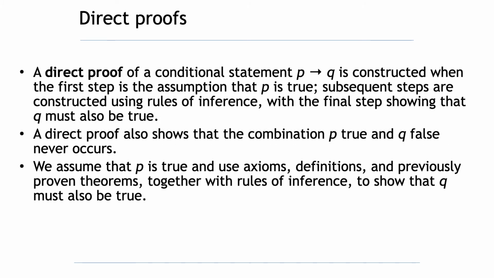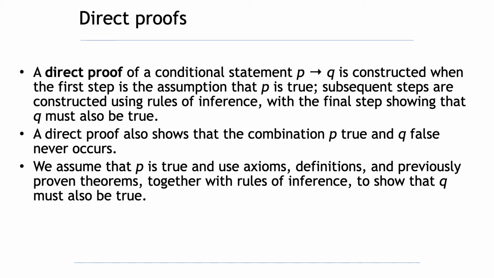Let's see our first method to create a proof, which is direct proofs. A direct proof of a conditional statement P implies Q is constructed when the first step is the assumption that P is true. Subsequent steps are constructed using rules of inference, with the final step showing that Q must also be true. Remember that to create proofs, we usually have to make some assumptions.